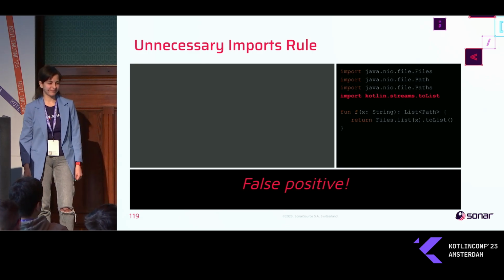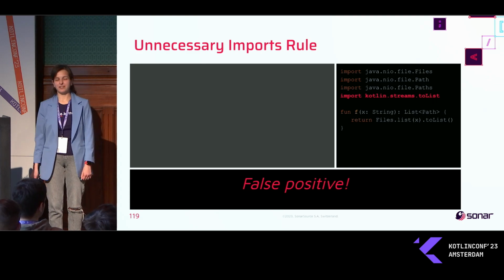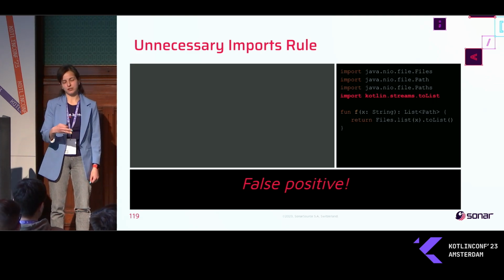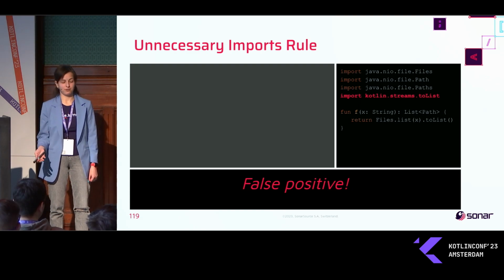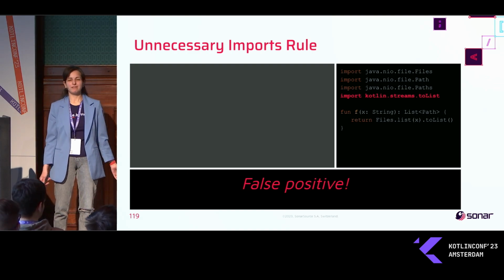I'll tell you. Some time ago, we received another funny false positive. It was saying that the import of Kotlin stream toList is unused. And then you look at the code and you see, no, it's definitely used. Like, what's the problem?